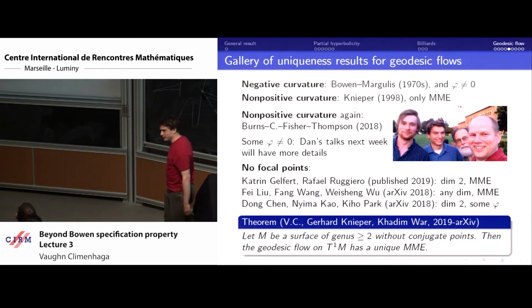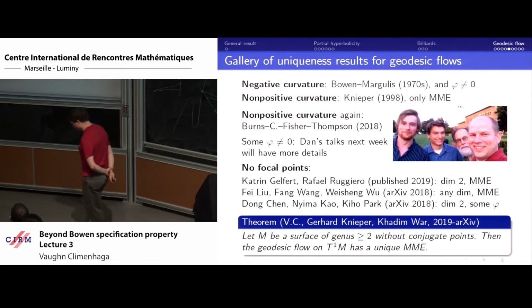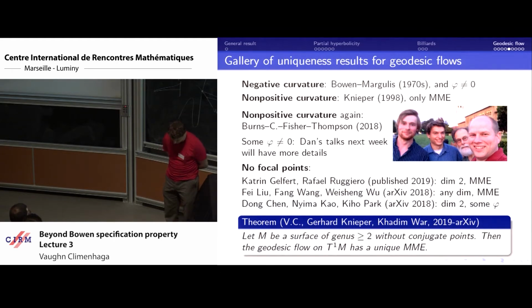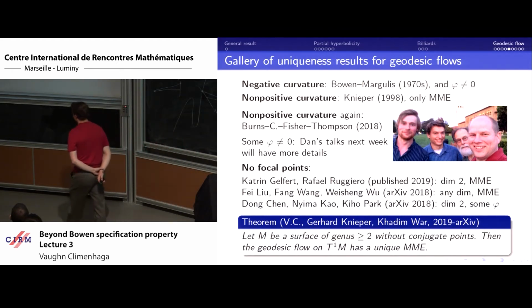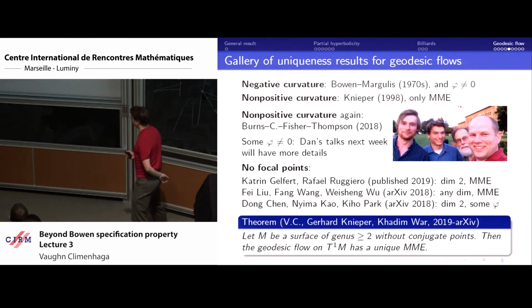So again, I'm not going to say anything more about the no focal point setting. I want to talk about the no conjugate point setting, where the theorem is, if you have a surface of genus at least 2 without conjugate points, then there's a unique MME. And this is an arXiv preprint with myself, Gerhard Knieper, and Khadim War. And since I am leaving tomorrow morning, if you have questions, you can ask Khadim next week.